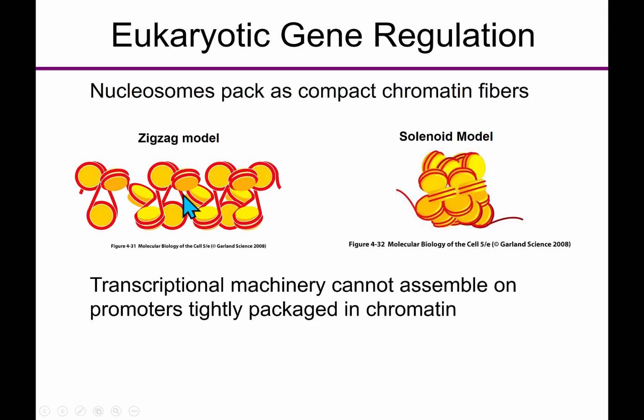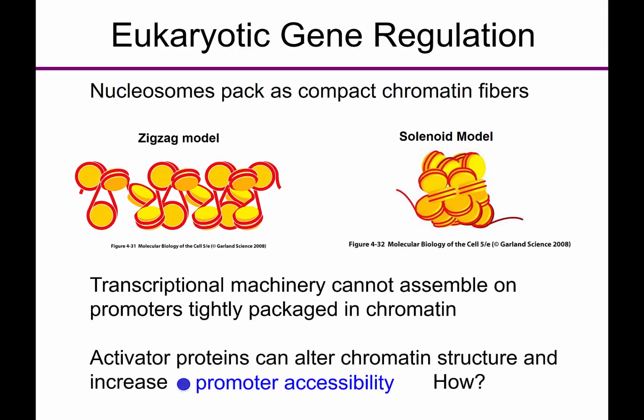You can't have general transcription factors get in there, or you can't have RNA polymerase get in there. It just doesn't fit. Same thing with a solenoid model. You can't get your proteins in there. So what happens is activator proteins can alter this chromatin structure and increase promoter accessibility.